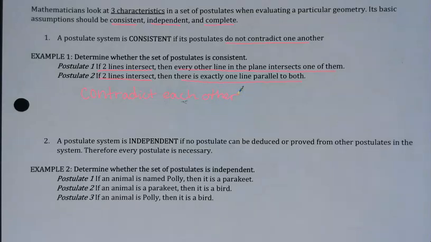You can't have lines that are parallel and perpendicular, or intersecting. Not perpendicular, pardon me. So you can't have lines that are parallel and intersecting.